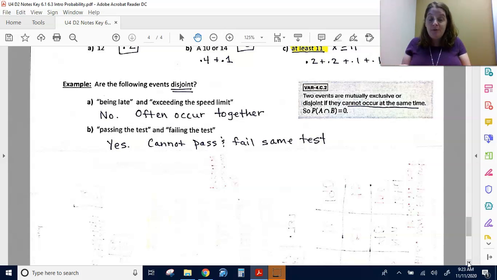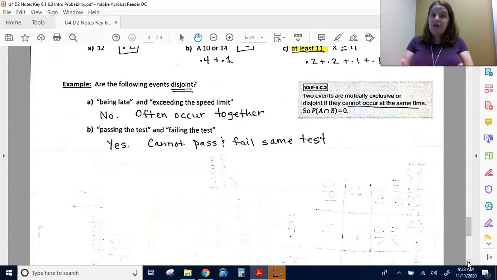Absolutely. Now, there are some people who are just late and they're just going to drive at a regular speed. And there are some people that are exceeding the limit just because they can't help themselves. And there are other people who are late and doing that. In fact, I would say it often occurs that when people are running late, they may exceed the speed limit. So that would be a no, not disjoint, because they often happen simultaneously. Okay, passing the test and failing the test, however, those would be disjoint. So are they disjoint? Yes. These are mutually exclusive because you can't pass and fail the same test due to the definitions of those words.